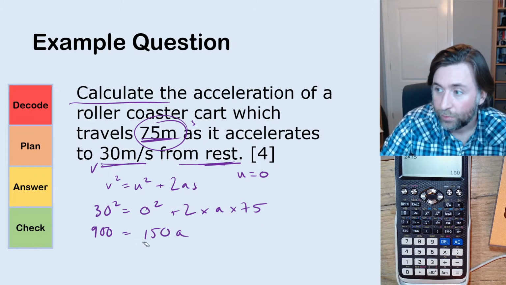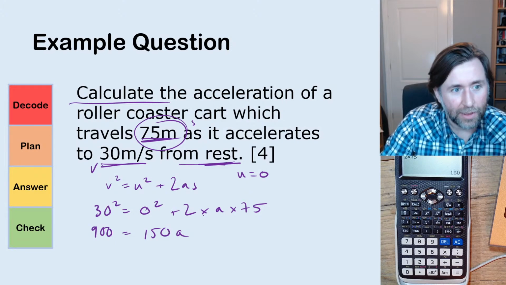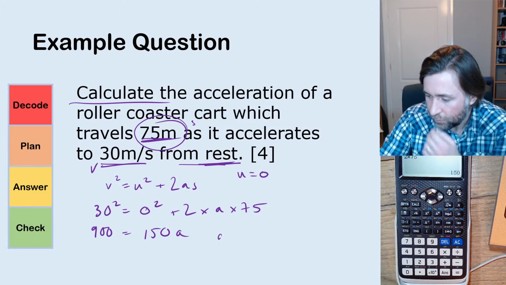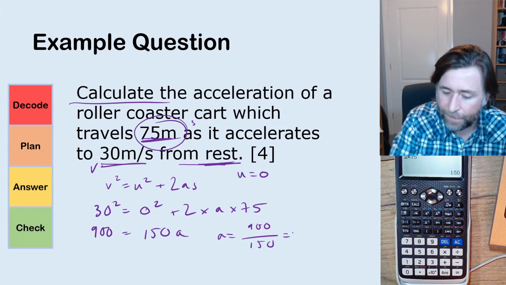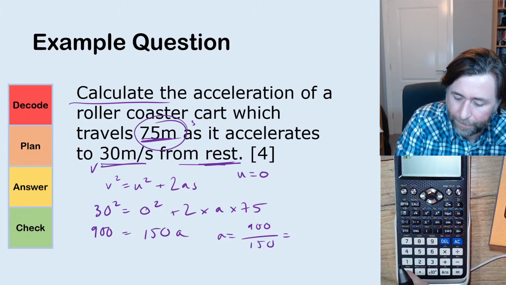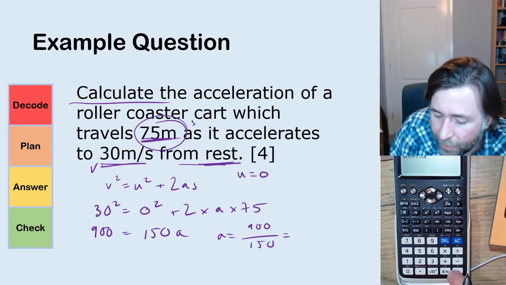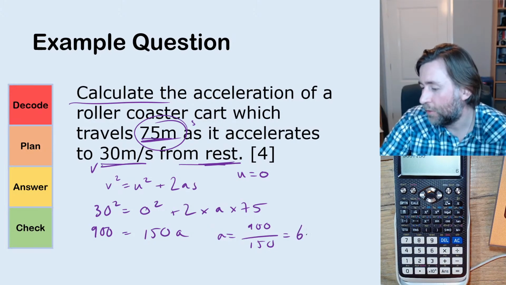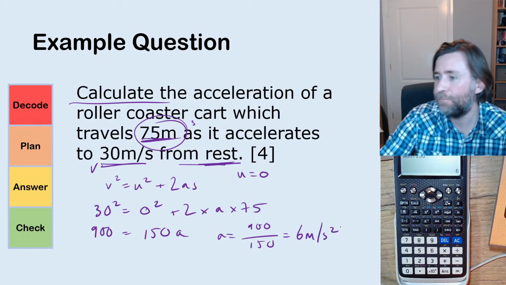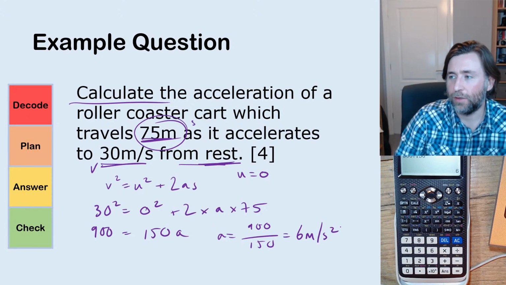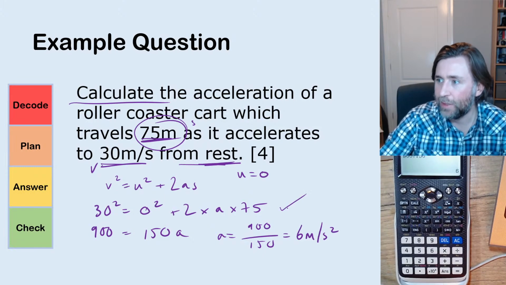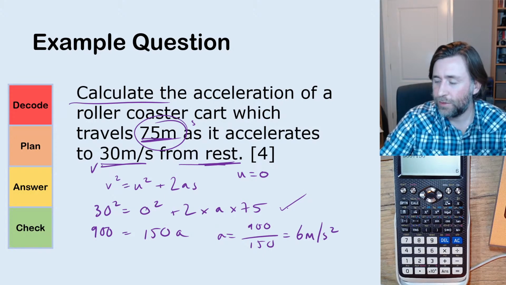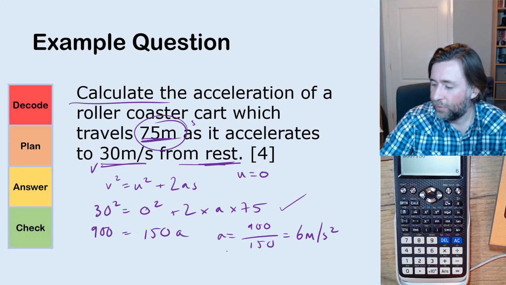Okay, and now you can all rearrange this. So this is the final mark. A equals 900 over 150. So the acceleration is 6 meters per second squared. Okay, again 4 marks, so a mark for substituting. Again, even if you couldn't get any further, if you can just put the numbers in the right place, you get a mark, so make sure you do that. And then simplification, rearrange for a mark, answer there.